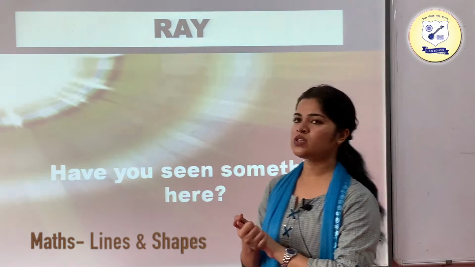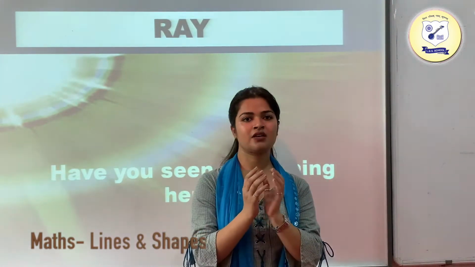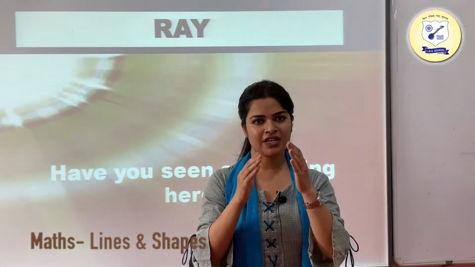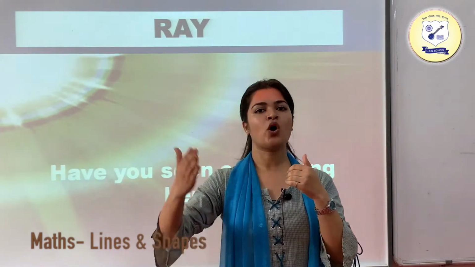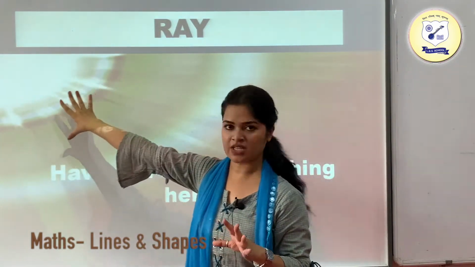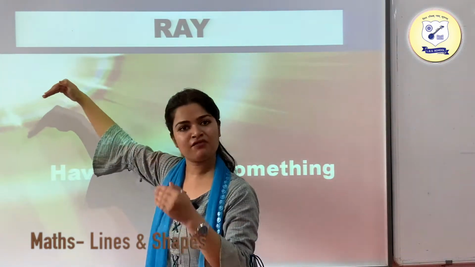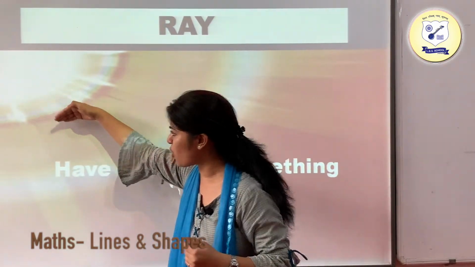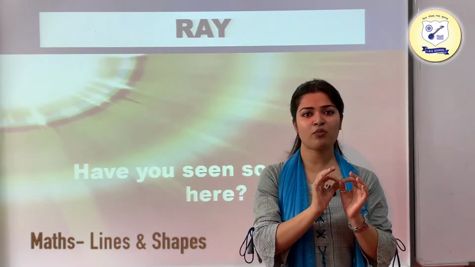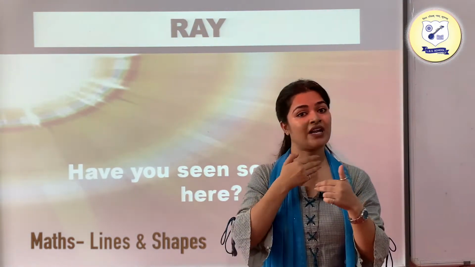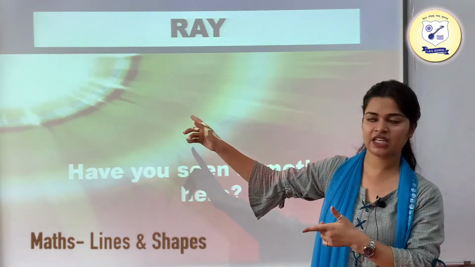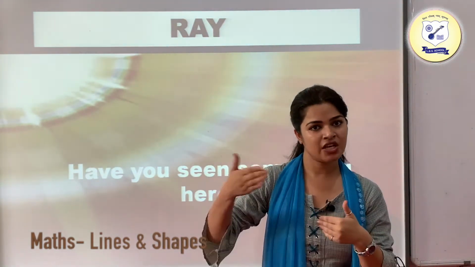Now we are going to discuss another kind of line, which is a ray. Anything which is beginning from a fixed point, but can be elongated in one direction as much as you want to. Like you can see that this is your sun and the rays are being started from this point. It has started from this point and is being spread all over. So it is having a beginning point, which is the sun, and it is being spread in all directions. Have you seen something here? Yes, I have seen a sun which is just spreading its rays all over.